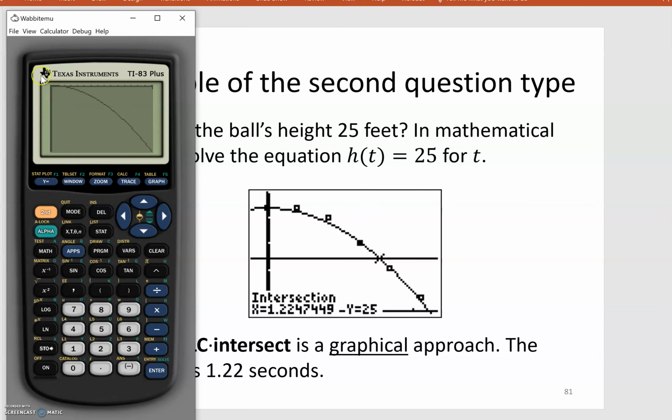That's too much time. Actually, that was way too much time because it's all bunched up right here. So let me change this to 0 to 5 and see what that looks like. Okay, that's better. Still actually too much time, but we can see the intersection point. And then we would go to second calc intersect. I'm about to run out of time in my video, so we'll have to pause here. There's your intersection value, 1.22.